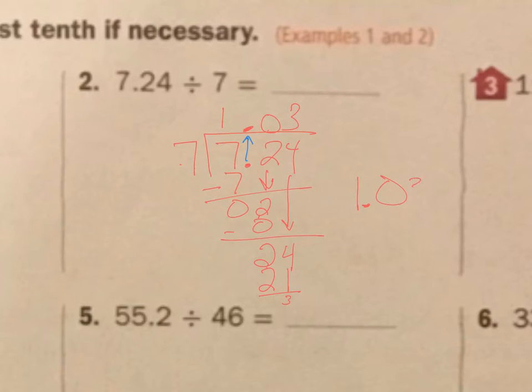So if I have 1.03, here's my tenth, and I'm going to round it to this number here. So I look to the next one over. Is 3 less than 5? It's 4 or less, so it doesn't round up. It means I'm just going to stay in the 0. So rounded to the nearest tenth is 1.0.